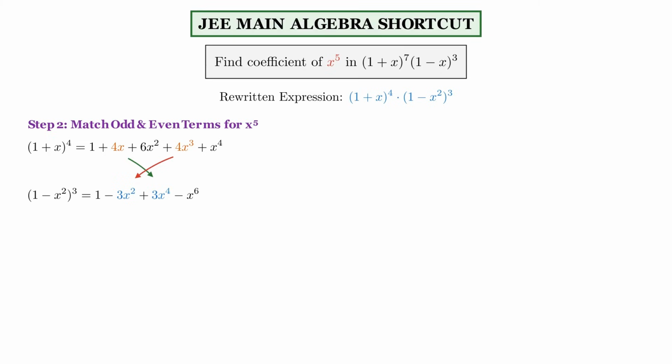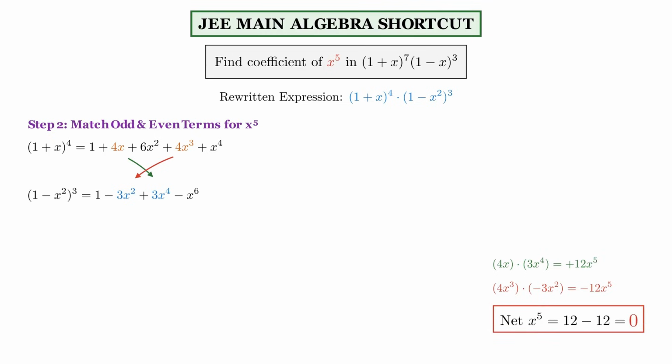Let us do the arithmetic. The first product becomes 4x times 3x to the power 4 equals plus 12x to the power 5. Second product is 4x cube times minus 3x square, which equals minus 12x to the power 5. Now let us add them together. Positive 12x to the power 5 minus 12x to the power 5 equals 0. These terms cancel out completely.